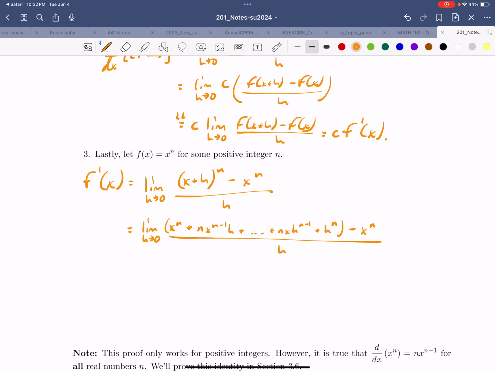Now, why is this important? Well, because look what cancels out: the x to the n's. And then at this point, note that every term on the top has an h in it, which is great. That's exactly what we want.